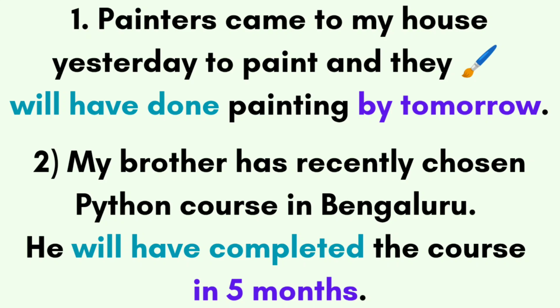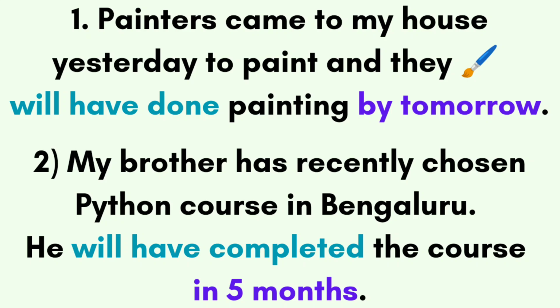My brother has recently chosen a Python course in Bengaluru. He will have completed the course in 5 months, which means, and here you need to remember one thing, the action will be completed sometime in the future, by a specific time, and that completed action may have started in the past and continue in the present and will be completed in the future by a specific time.